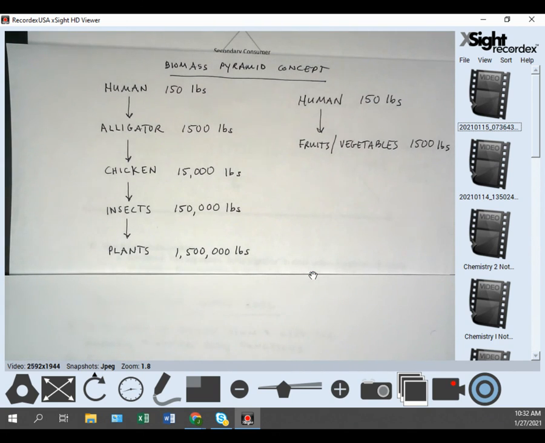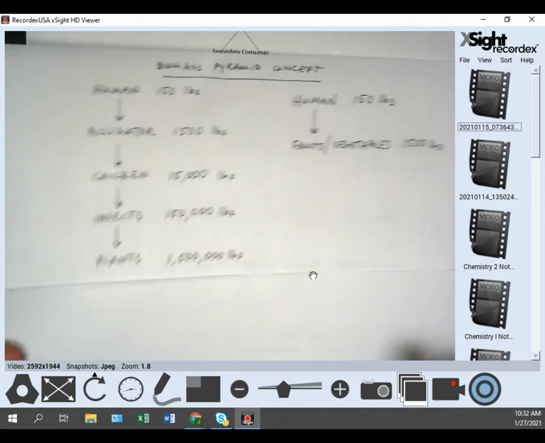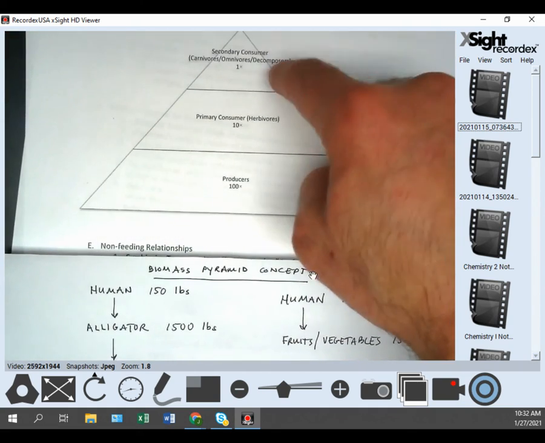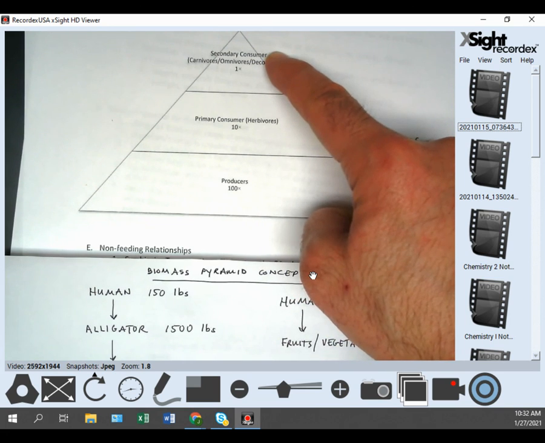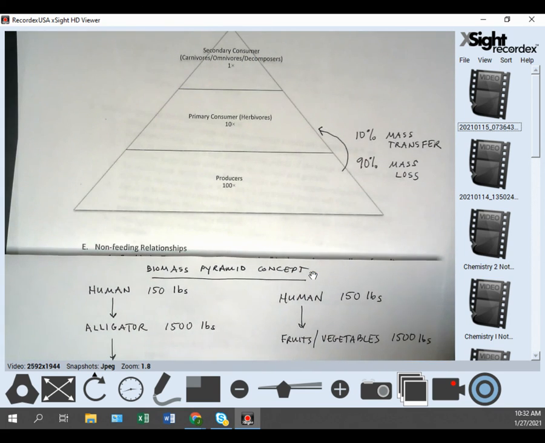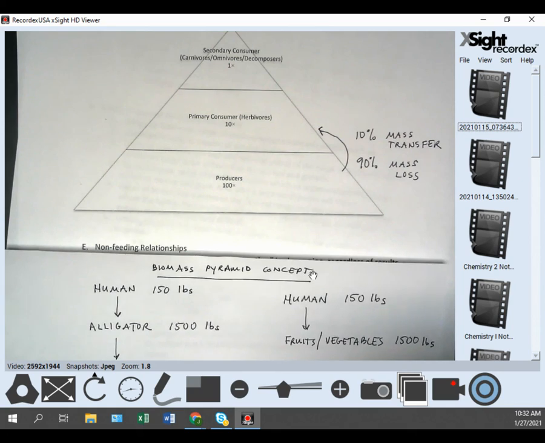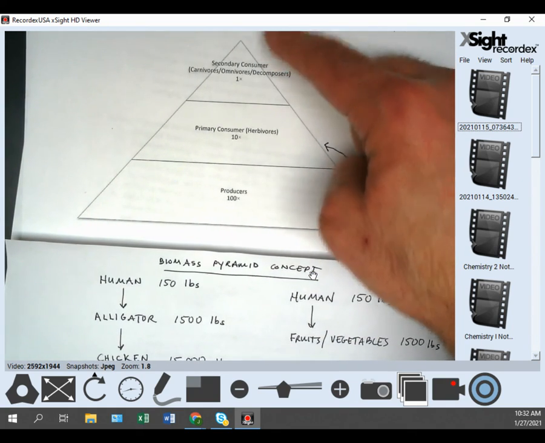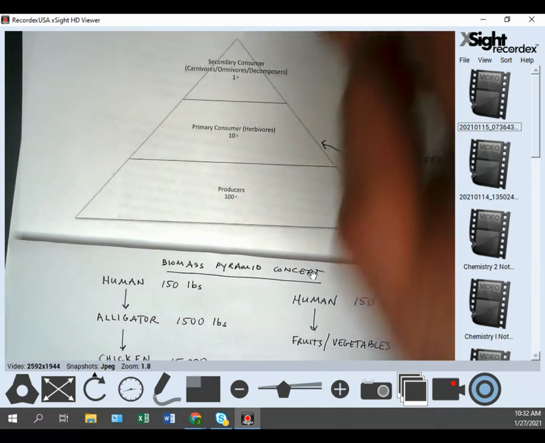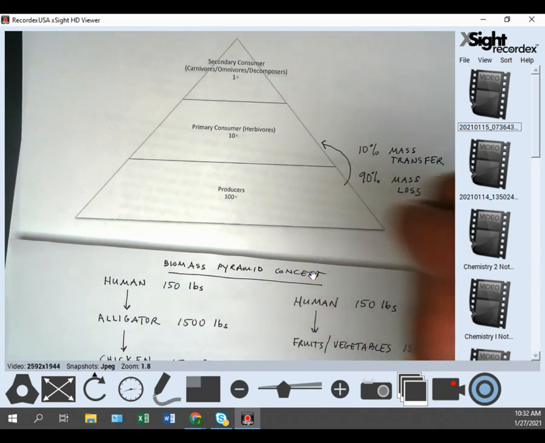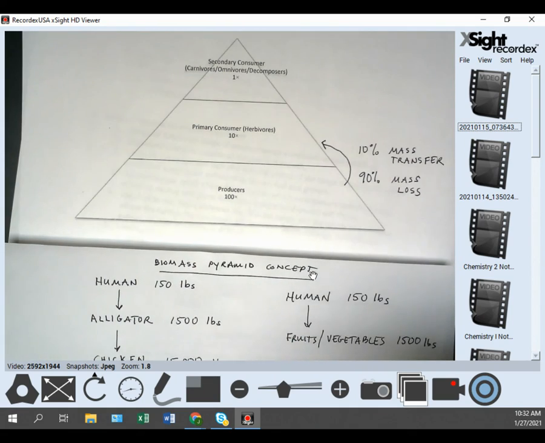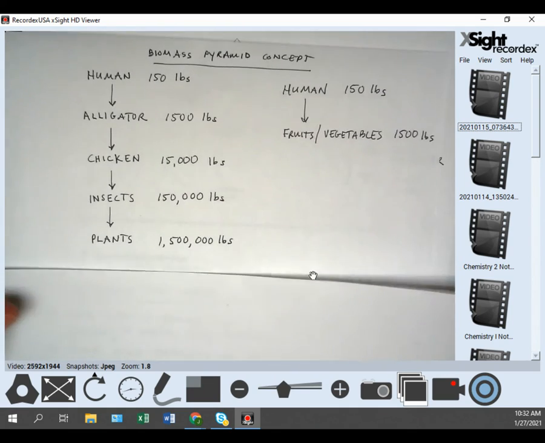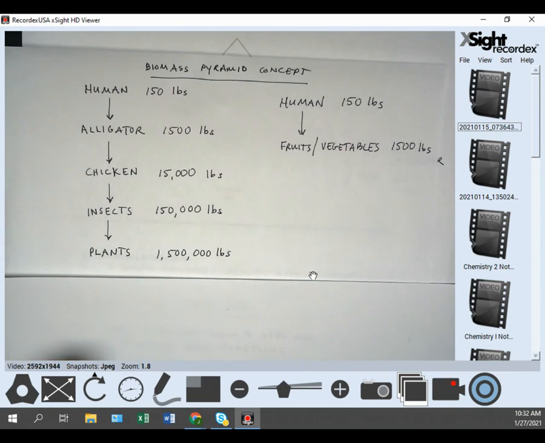So one of the other lessons of the biomass pyramid is the higher up an organism feeds on the biomass pyramid, the more resources it takes to sustain it. Okay, I'll say that one more time. The higher up on the biomass pyramid an organism feeds, the more overall resources it takes to sustain it and keep it alive. Make sense? Okay.